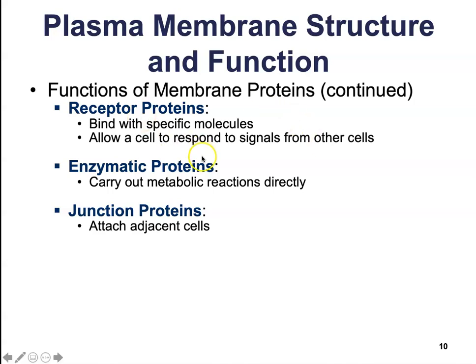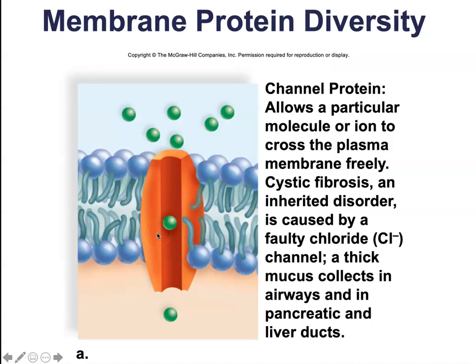There are also enzymatic proteins. Enzymes carry out metabolic reactions. Also junction proteins, which connect adjacent cells, and that's what this says here. Like I said, I was going to show you a picture of every single one, and with each picture there's also the definition again and also an example. I think these are super helpful, and on the exam I will usually ask you to give me an example of something related, say, to a channel protein or something like that.